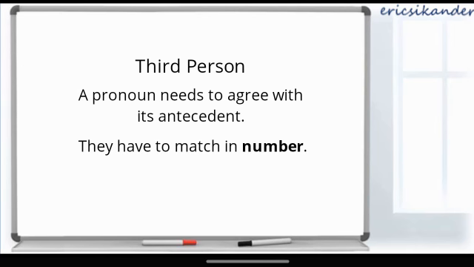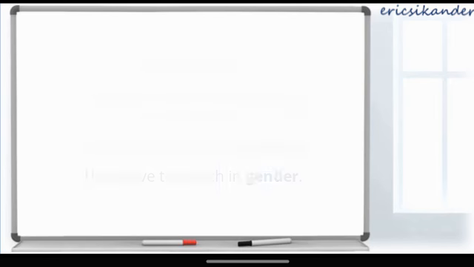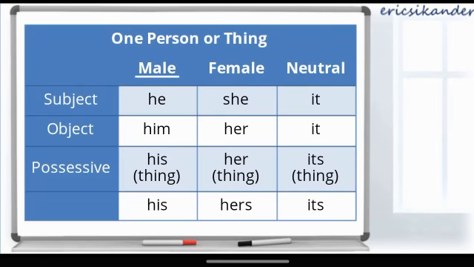That's true for first person too, right? You use I for singular, but we for plural. They also have to match in gender. That's something different for third person. Let's look at singular third person pronouns. There are male pronouns for boys and men. There are female pronouns for girls and women. And there are neutral pronouns for objects and ideas.